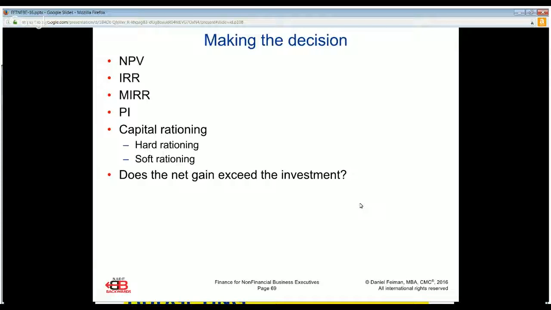But what if we have capital rationing? Capital rationing is a limit to the amount of capital available. So let's really look at this in two different ways. There's hard rationing and there's soft rationing. Hard rationing is the term used in finance to explain when the marketplace will not provide us all the capital we want. Now, some of you may never have seen this situation, but it does happen, and in bad economic times, it happens very frequently.